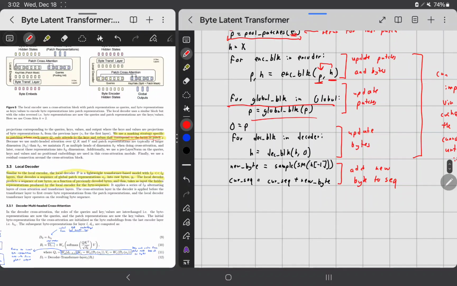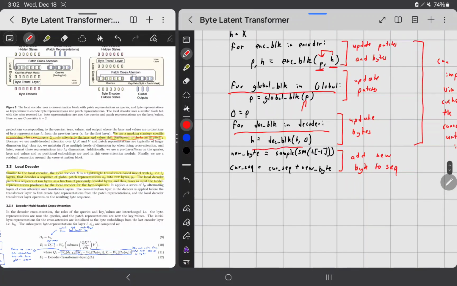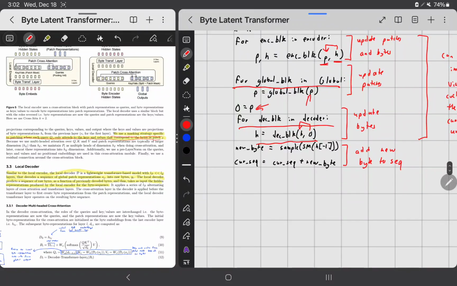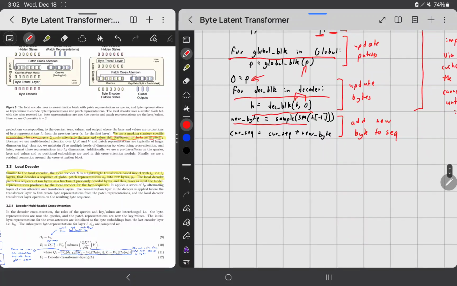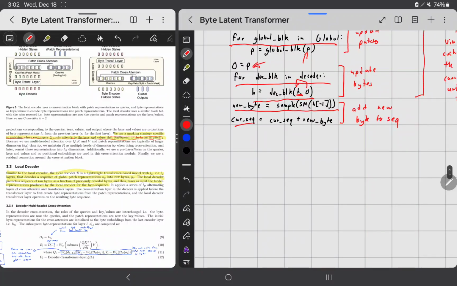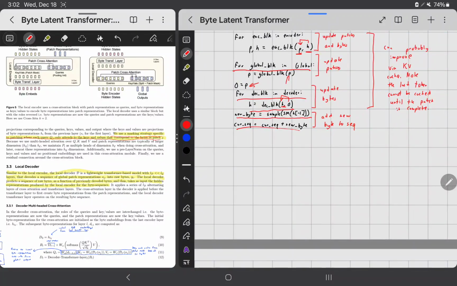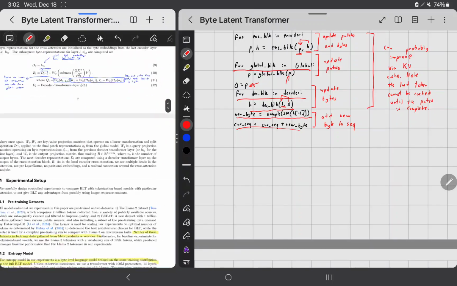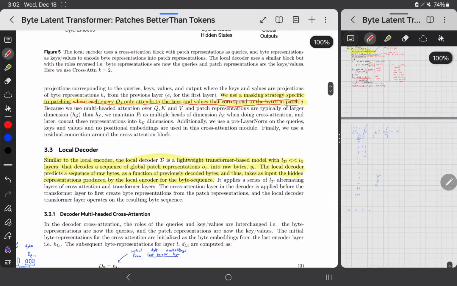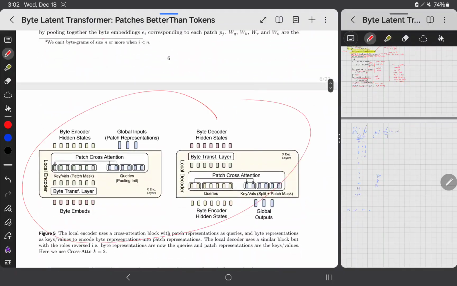Then you iterate over your global transformer blocks, and you take P, which are your patches, and update them. Then you send this through your decoder block, where O, which is just P, the output of your global transformer, is then distilling information to H, which is your bytes. Then you sample a new byte using this output, and you add that to your sequence. Cool. That's BLT. It's a lot, though.